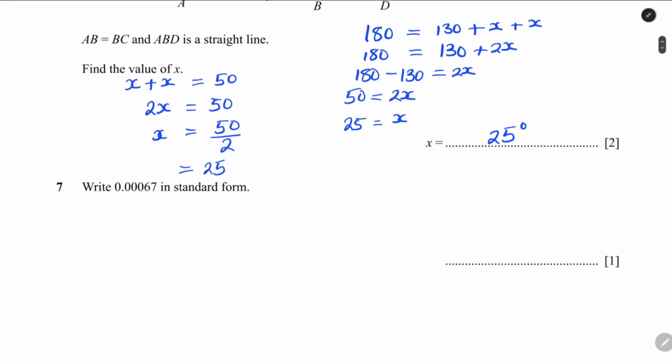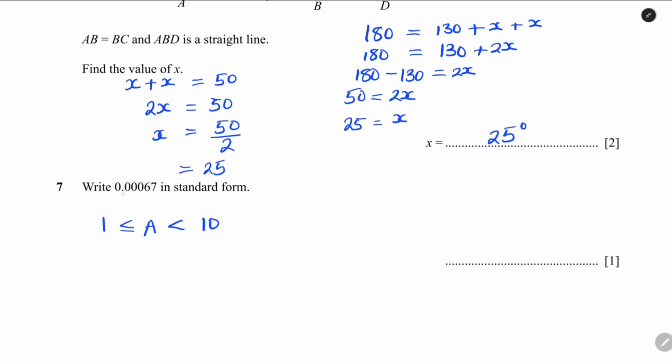And here we have: write 0.00067 in standard form. The thing about standard form is this. When you're asked to write a number in standard form, the very first number you will write, let's call it A, should be greater than or equal to 1, but it should be strictly less than 10. So whatever number you're going to write before you say times 10 raised to power something, it has to be between 1 and 10. So here the number we need to write should be 6.7, because that's what falls into this range.